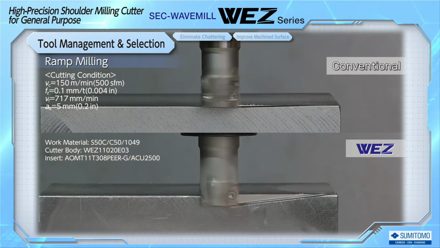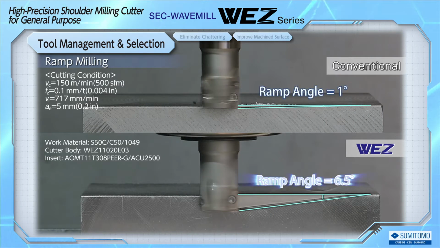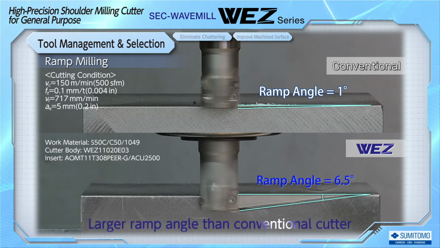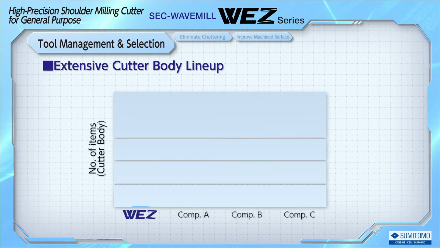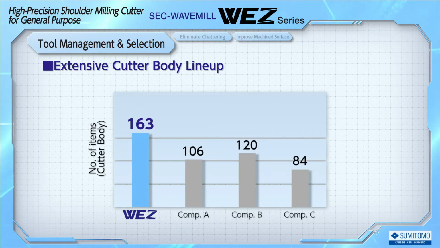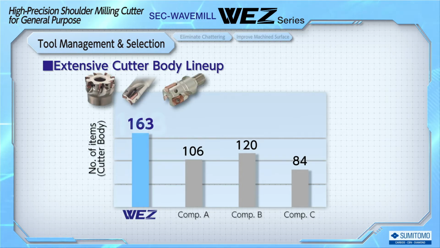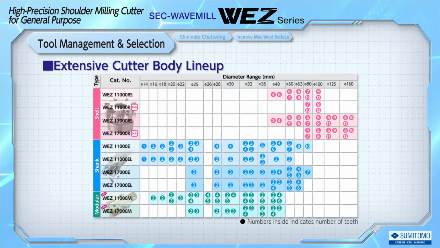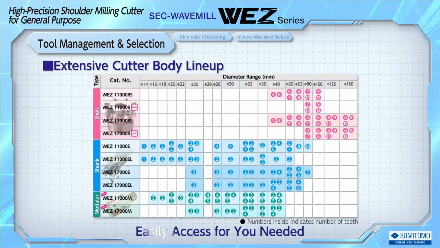There are 2 points. First point is large angle ramping. By optimizing the insert design, it is possible to perform high efficiency machining with a larger ramp angle than conventional products. Another point to realize tool integration is WEZ's wide lineup. This shows the number of body types for WEZ and competitors' products. WEZ has a total of 163 models consisting of 3 different types: shell mill, end mill, and modular type. We offer a wide variety of lineup, such as same diameter head with different number of blades, and end mills with smaller shank diameter than the tool head.